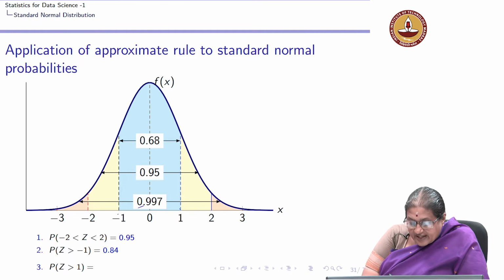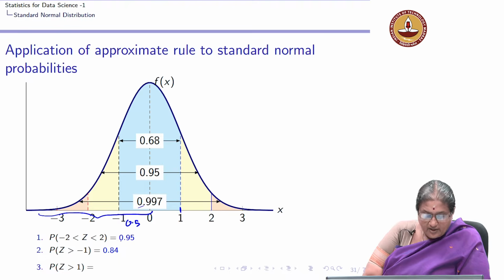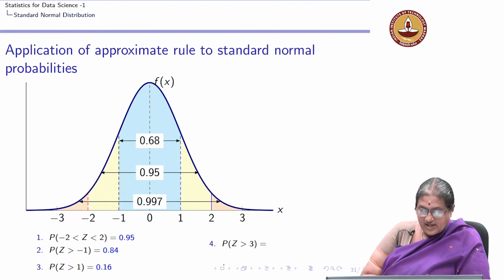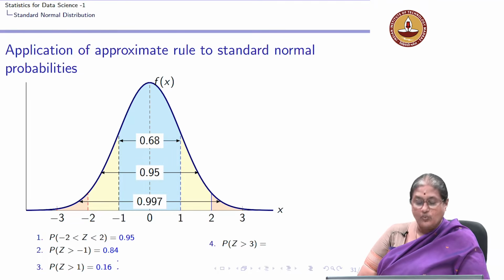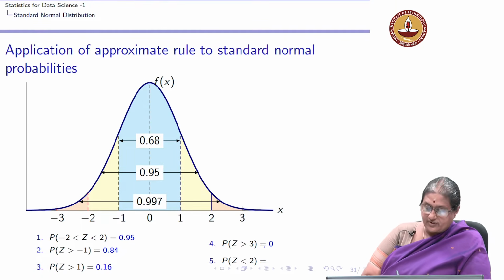For Z greater than 1, I can do the same thing. This is going to be 0.5, and this is going to be 0.34. So, this probability is 0.84, which gives me this probability is 0.16, 1 minus that is 0.16. For Z greater than 3, I know this area is equal to 0, so it is straightforward.